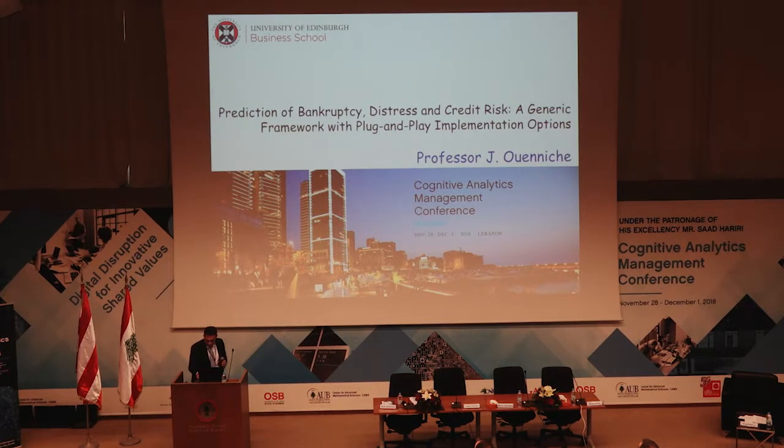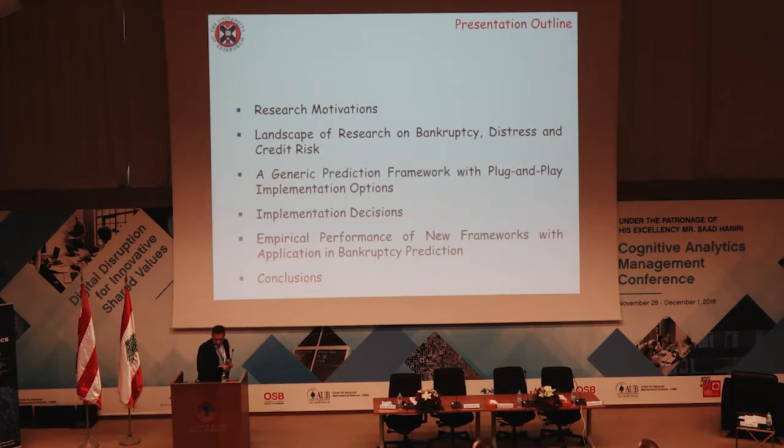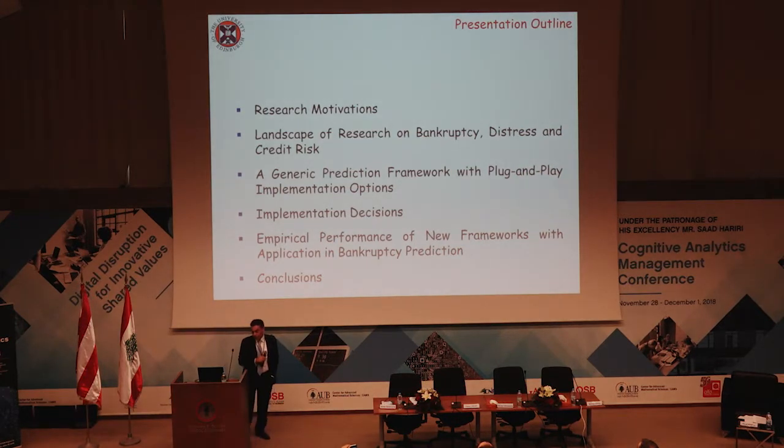So what I propose as a way to go forward is this. We'll start with stressing out the research motivations behind what I'm proposing here. Very briefly, I will present the landscape of research on bankruptcy, distress, and credit risk. Then we'll go with the proposal of a generic prediction framework with plug-and-play implementation options, and I will discuss the implementation decisions. And finally, I will show some numerical results to illustrate the performance of the model with an application here in bankruptcy prediction, and I will conclude.